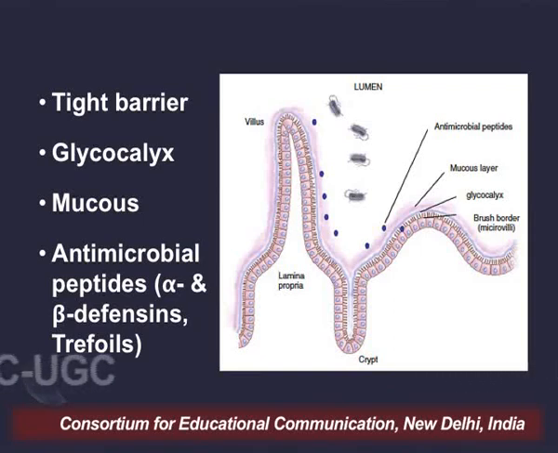Now, in addition to this, as I told you, Paneth cells secrete antimicrobial peptides, and these antimicrobial peptides are of two types, alpha and beta defensins. Now, alpha defensins are further of two types, alpha defensin 5 and alpha defensin 6, and beta defensins are again of two types, BD1 and BD2.